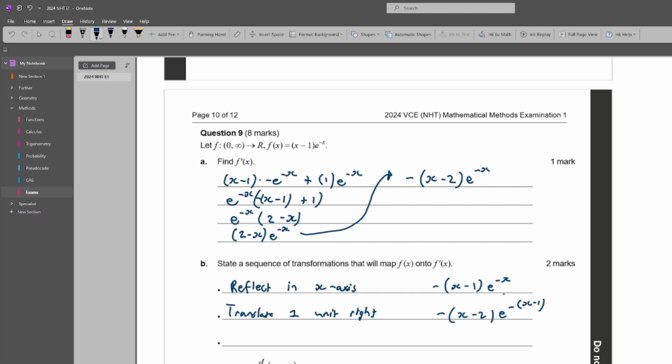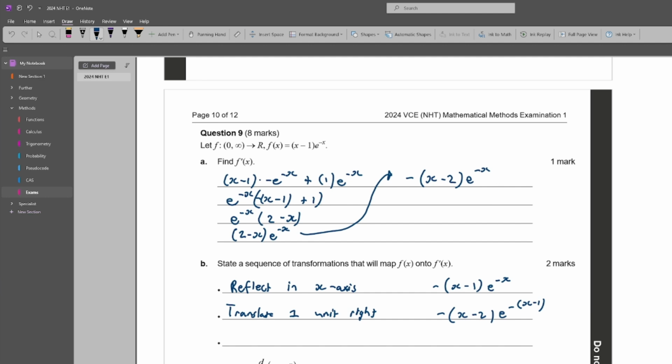So we do have a problem here. We might need to do a reflection in the y instead. The problem I'm seeing is that you've got to get this minus 1 to become a minus 2, but we need this minus x to stay a minus x, not become an x minus 1.